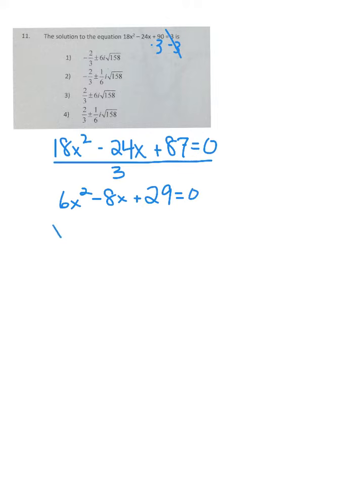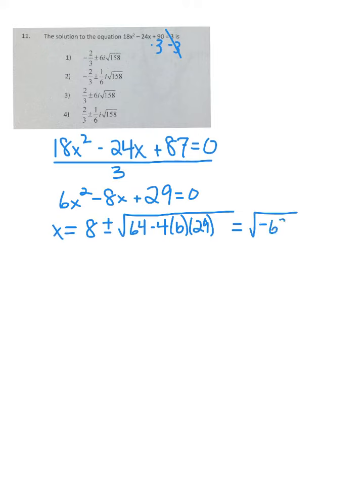All right, so let's go straight to that quadratic formula. X equals negative b, which is 8, plus or minus, big square root. Now b squared is negative 8 squared. Remember, whenever you square a negative number, it becomes positive. So that would be 64 minus 4 times 6 times 29. Put that in your calculator, please. And that is going to give you the square root of negative 632.